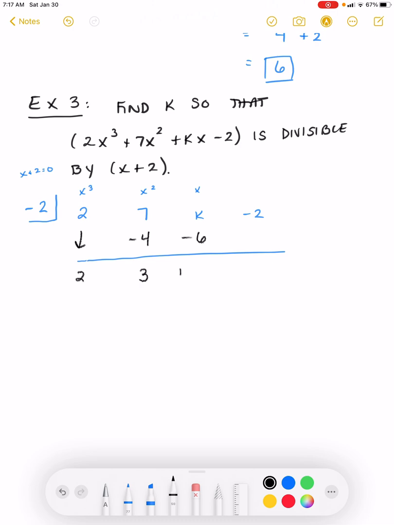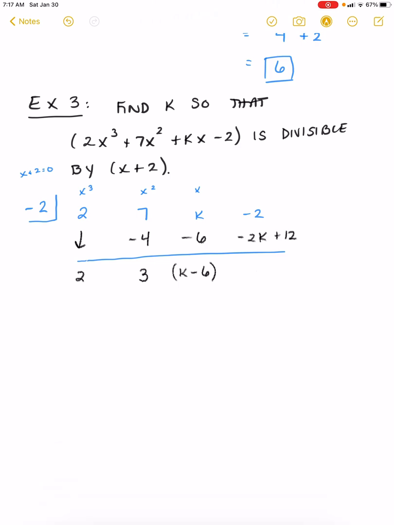Be careful when you add, it's going to be k minus 6, not -6k. And when we multiply, k times -2 is -2k, and -6 times -2 is plus 12. Then let's add right here, and we get -2k, and -2 plus 12 is 10. So this right here is the remainder, and if x plus 2 is a factor, or it's divisible, then that means that -2k plus 10 needs to equal 0.